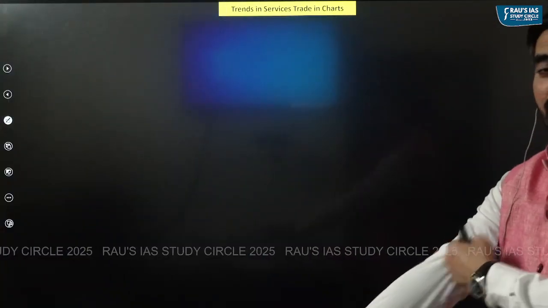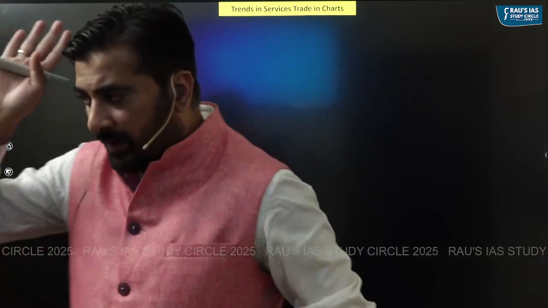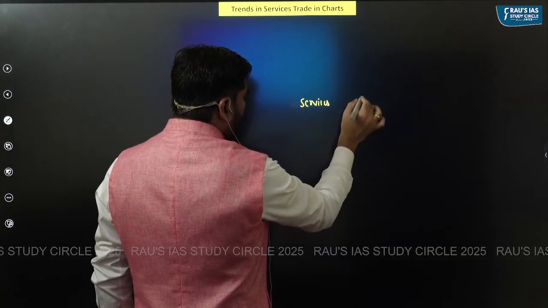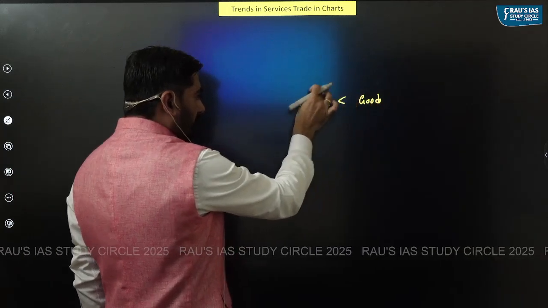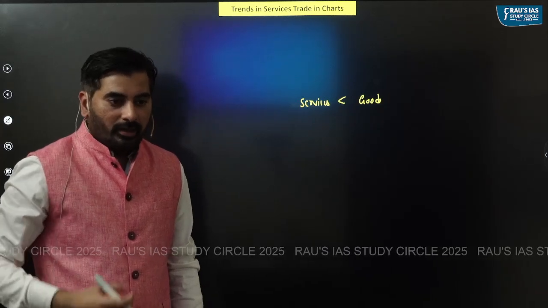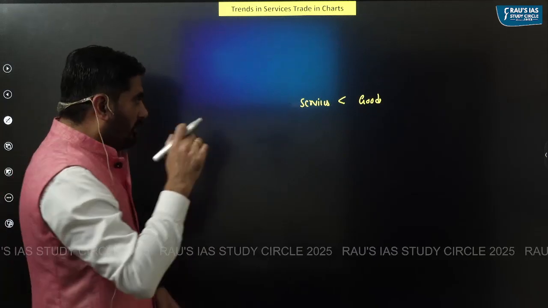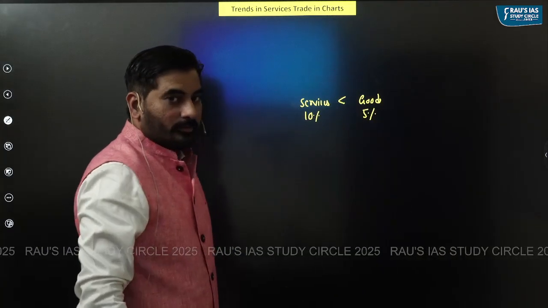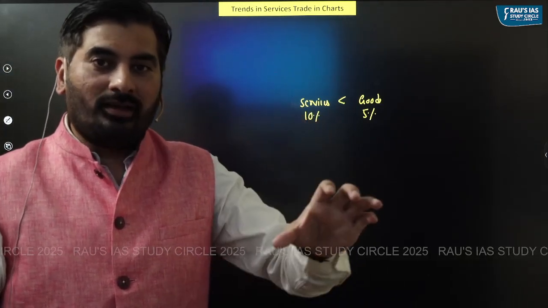Let's move to the next part, that is trends in terms of services. Like I said, India generally enjoys a trade surplus in services, which is, export of services is more than the import of services. But presently, one important trend that you should know is, when you compare export of services with export of goods, in terms of absolute value, export of goods is more than the export of services. But if you see the average growth rate in export of services in the last 5 years, the growth rate of services is around 10%, and the growth rate in export of goods is around 5%. So can you see, the rate at which export of services is increasing is almost double the growth rate in the export of goods.